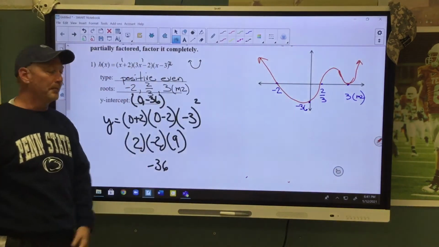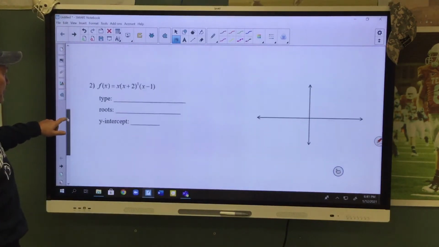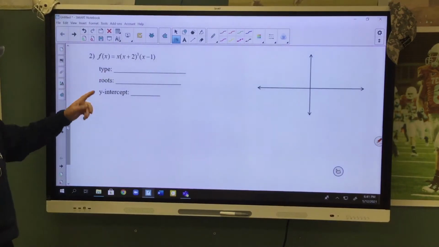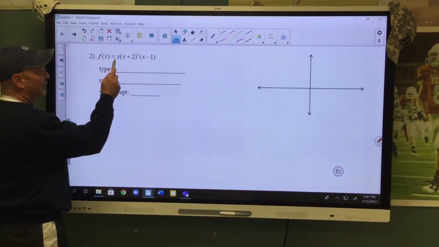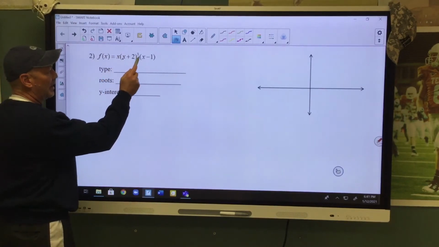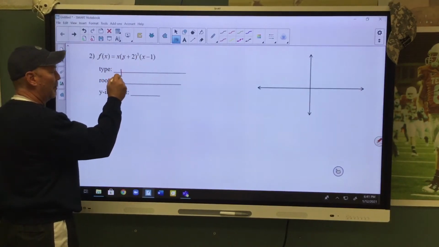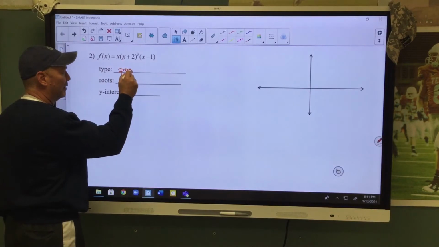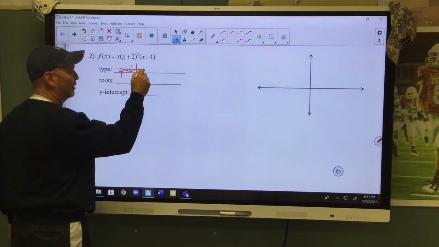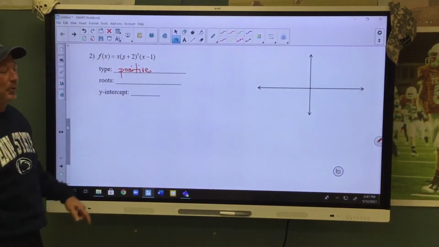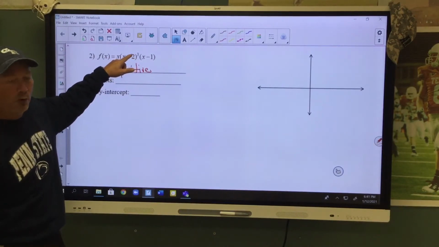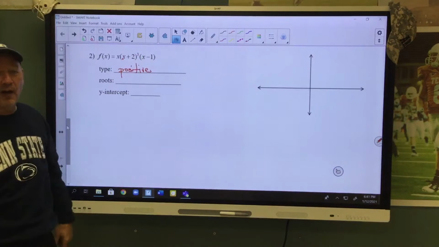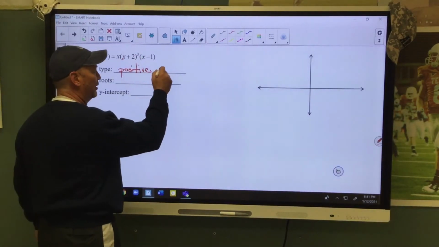Let's try another one. Okay. All right, so here we're going to ask for the type. Okay, positive times a positive times a positive. This is going to give us a positive. Look at your exponents. 1 plus 3 is 4, plus 1 is 5. So we're going to end up with positive odd.